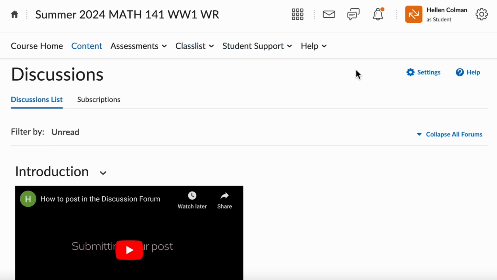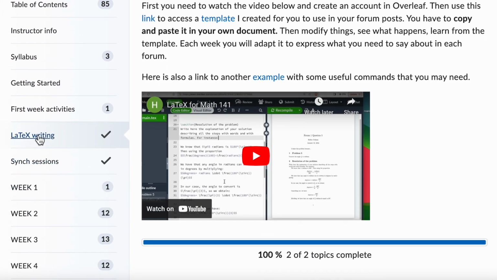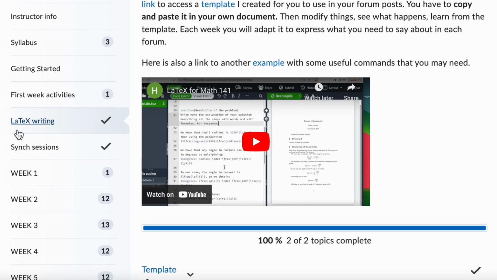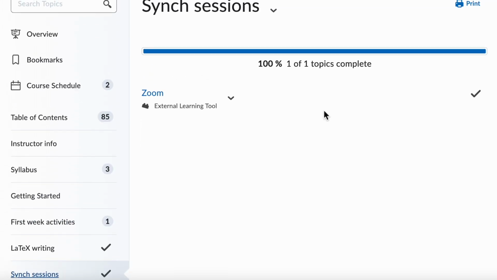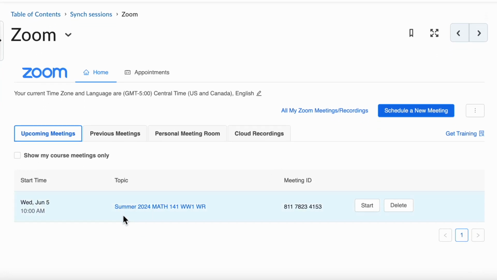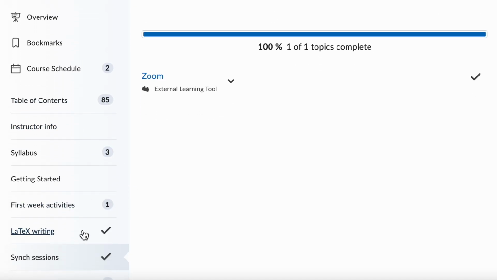Okay, so coming back to the contents, we visit all these tabs here. This is very important, the one on LaTeX writing. It should be the first one that you dedicate time to. Here, the synchronous session. We have one Zoom meeting the first day of classes. That will be an important meeting for you to attend, just to ask any question you may have about anything that I am saying now. And so be ready for starting the course.